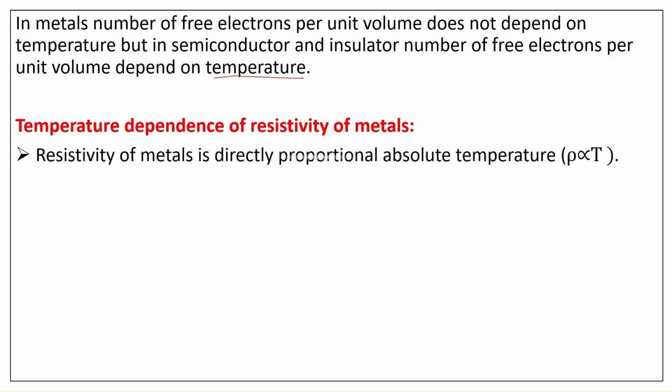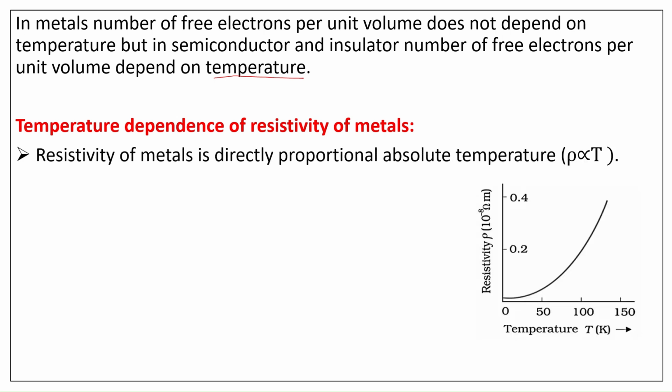Resistivity of metals is directly proportional to absolute temperature. That is, as temperature increases, resistivity also increases, as shown in the figure. The variation of ρ with T is as shown. Resistivity of a conductor increases with increase in temperature.